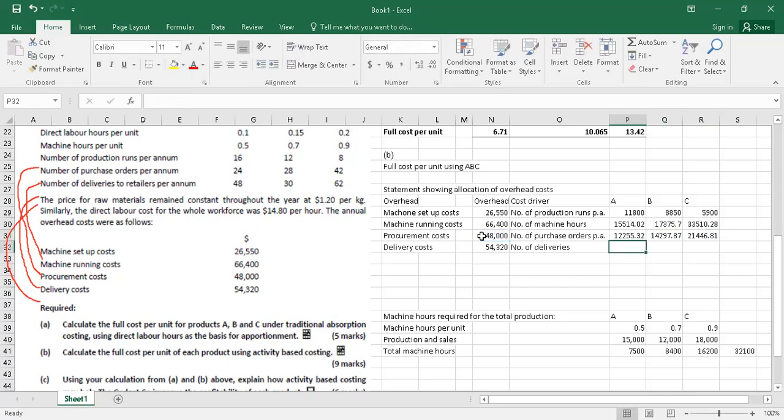Next comes delivery cost. The number of deliveries are 48, 30, and 62, so the total is 140. So it is 54,320 into 48 divided by 140. Let's find out the total overhead cost.